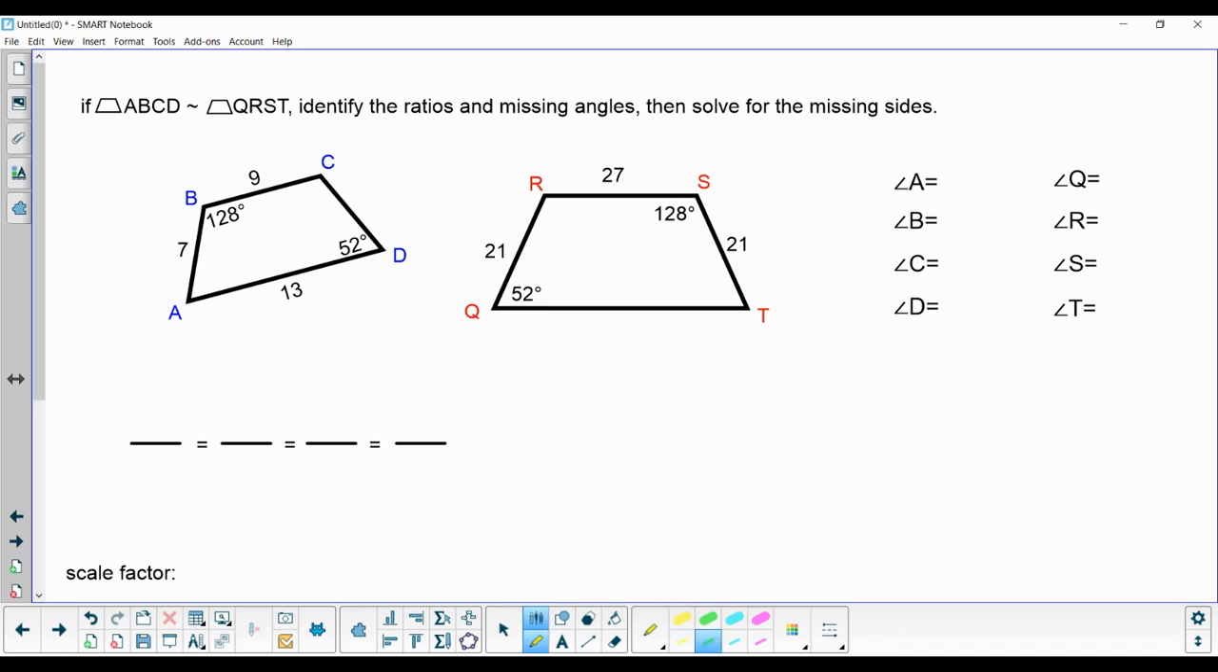So I know I have AB goes with QR. I have BC, which goes with RS. CD goes with ST. And then finally, TQ goes with DA. So we know this based off of the order of the letters in the similarity statement. AB first, QR first. So that's why I made them green.